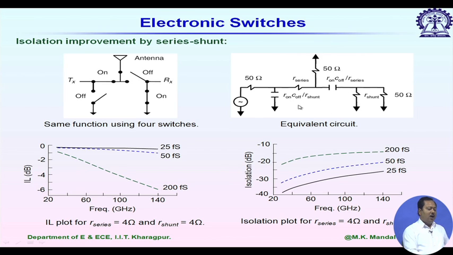Now, how does isolation improve in this case? Let us consider the switch which is in off condition, that is the receiver side. The first PIN diode is open circuited, so it is represented by a capacitor. The capacitor will give you some isolation. Further, the second PIN diode is switched on, so any RF signal will be further grounded. So we have an isolation improvement from the contribution of these two switches.